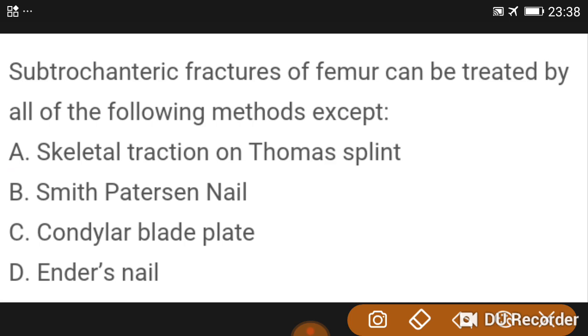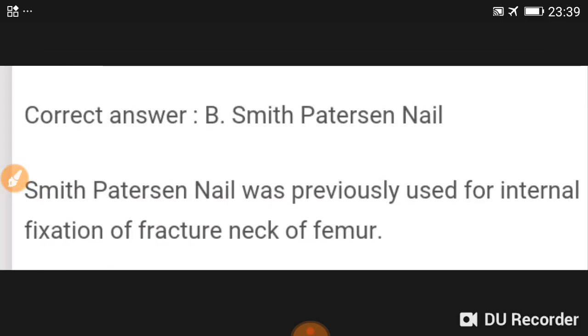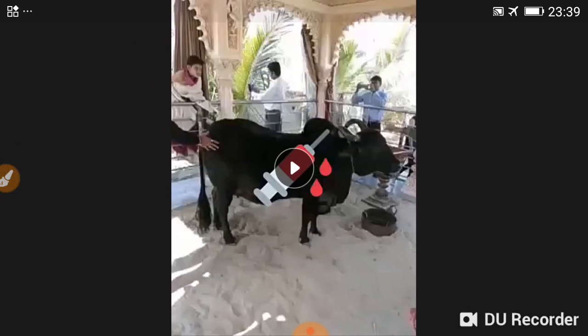Subtrochanteric fractures of femur can be treated by all of the following methods except Smith-Petersen nail. Yes, Smith-Petersen nail was previously used in internal fixation of fractured neck of femur.